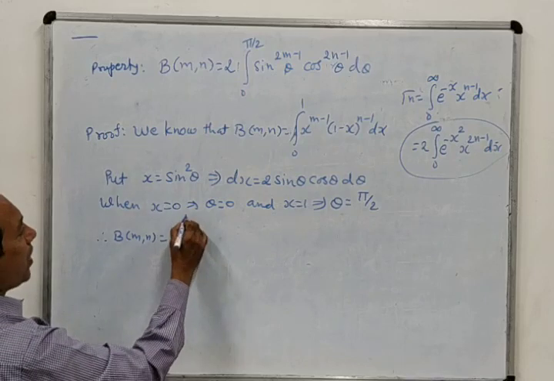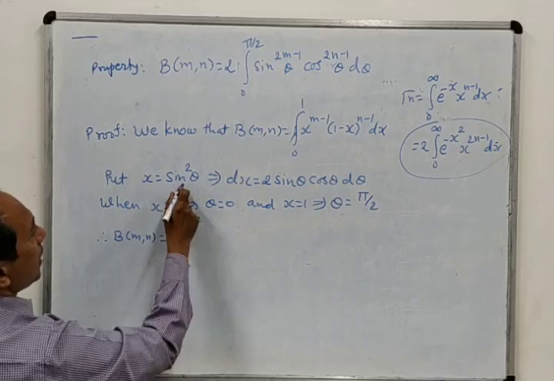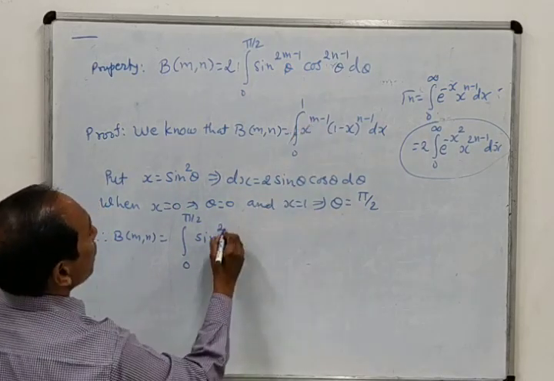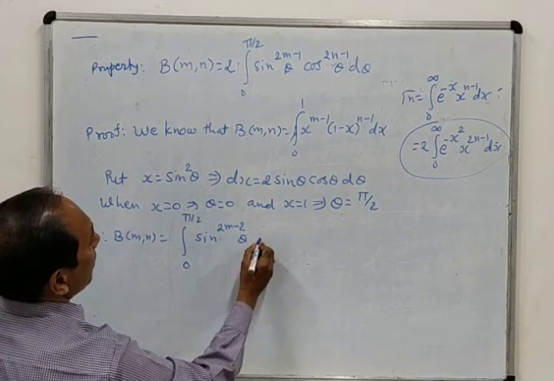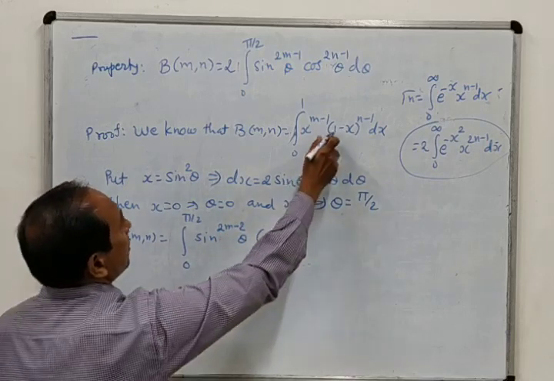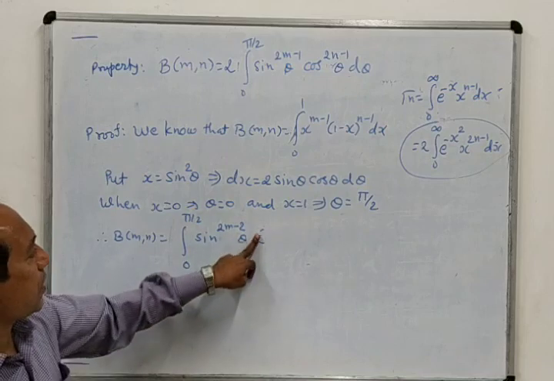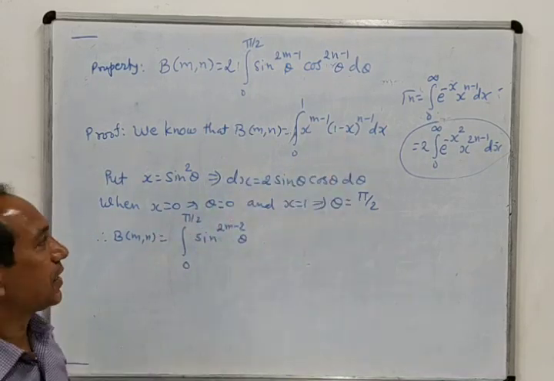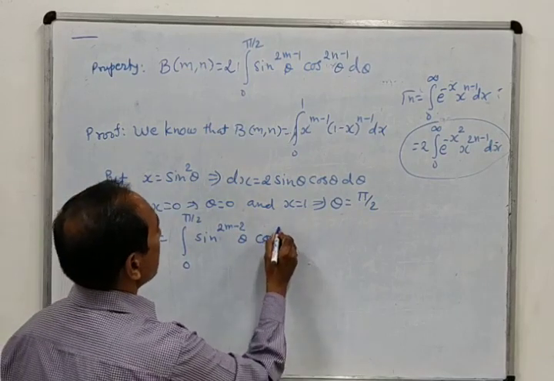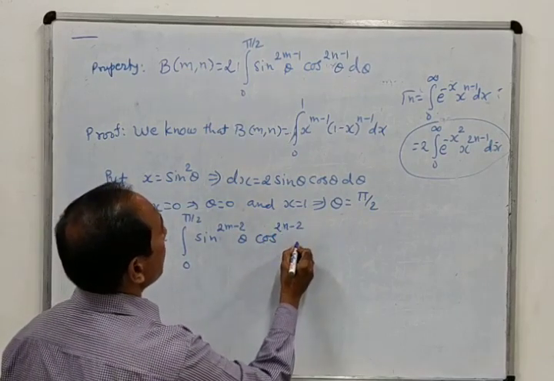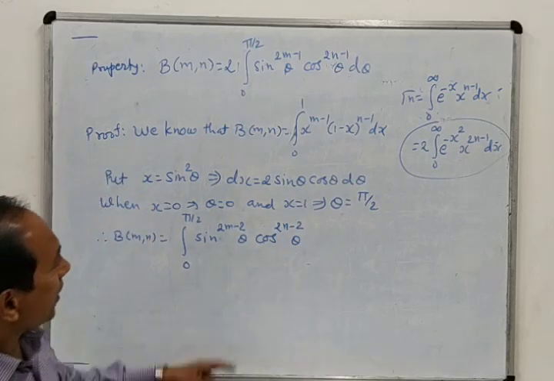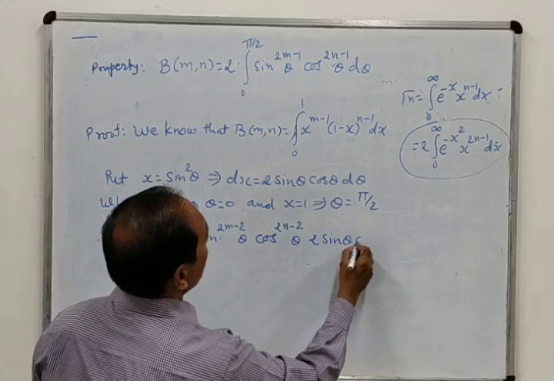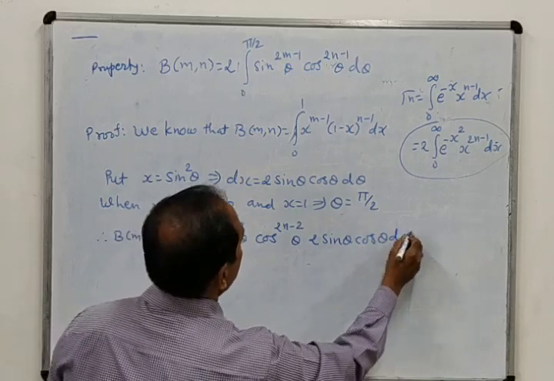0 to pi by 2, x is sine square theta, so the power will become sine raised to 2m minus 2 theta. Then 1 minus x means 1 minus sine square theta, and 1 minus sine square theta is cos square theta. So this is nothing but cos raised to 2n minus 2 theta. And dx is 2 sine theta cos theta d theta.